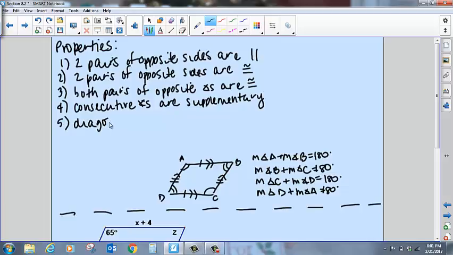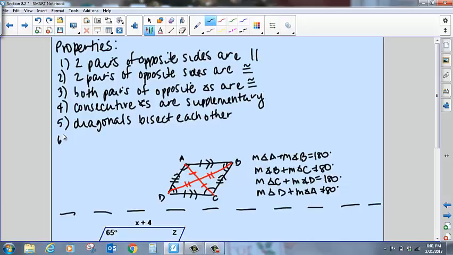All right, next property, number 5, is that diagonals bisect each other. So if we draw in the diagonals, there's one diagonal that extends from D to B. And then when I draw diagonal AC, what that means is that the two diagonals cut each other in half. So these two pieces here and here are going to be congruent, and these two pieces here and here are going to be congruent. So the diagonals split each other.